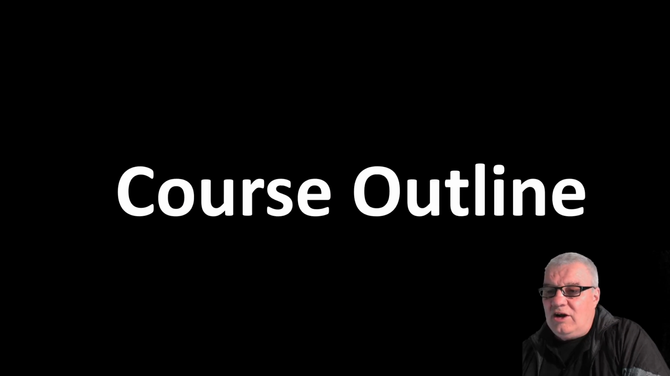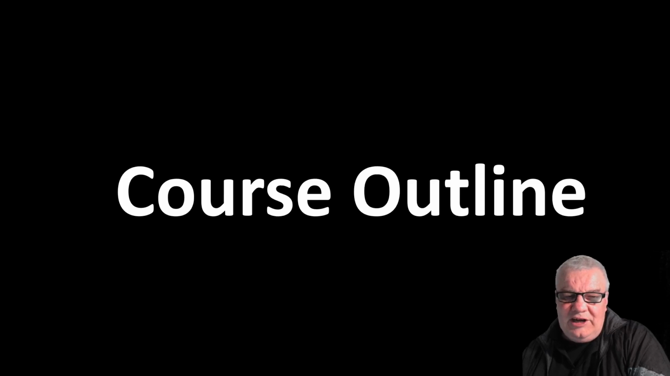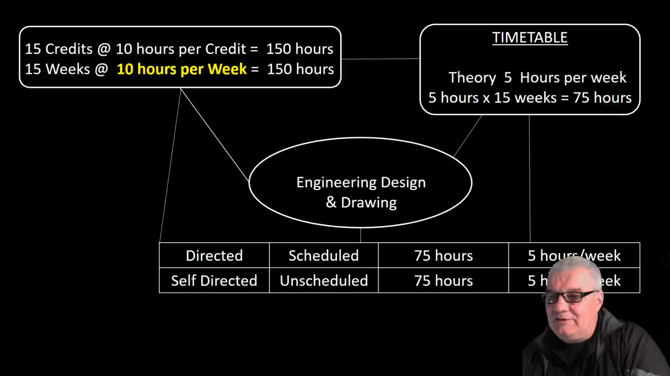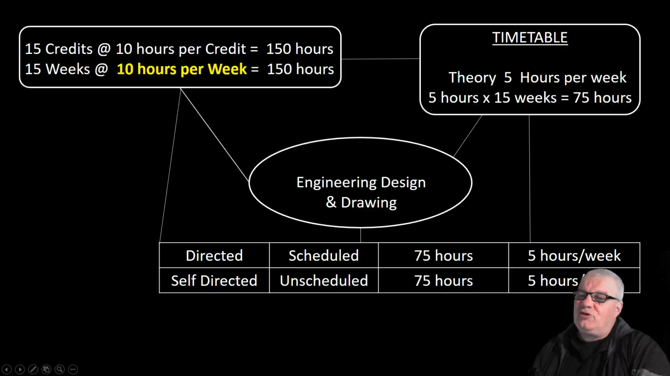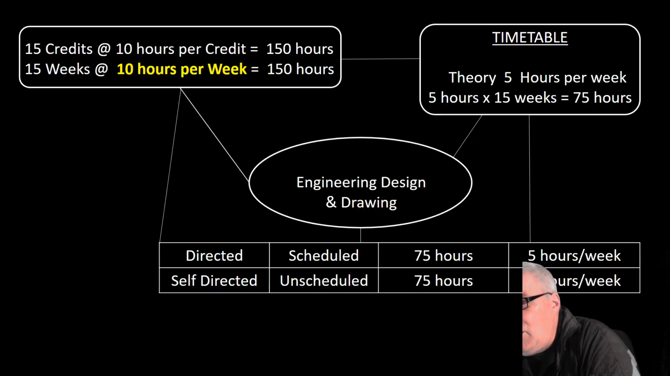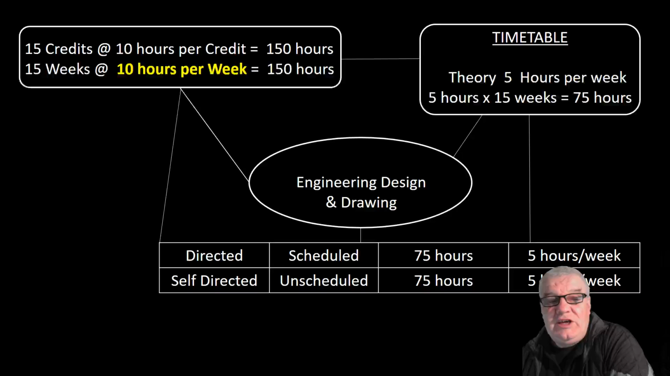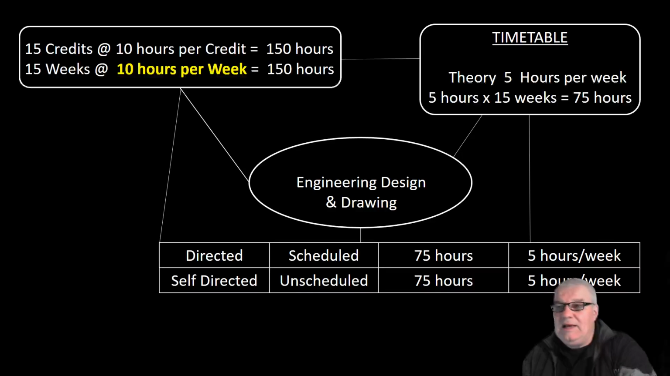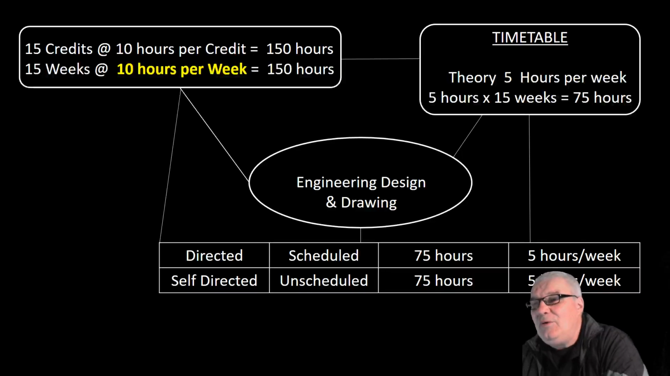So the course outline is provided in the Moodle site, and we will have a look at that a bit later when we go and actually have a look at the Moodle site. But just in general terms, here's an overview of the course. It's a 15 credit course, and generally we budget 10 hours per credit, which is 150 hours. So it's 15 weeks, 10 hours per week is 150 hours.